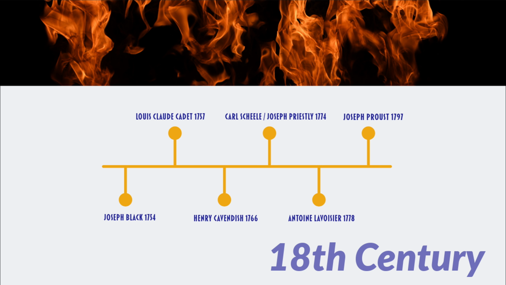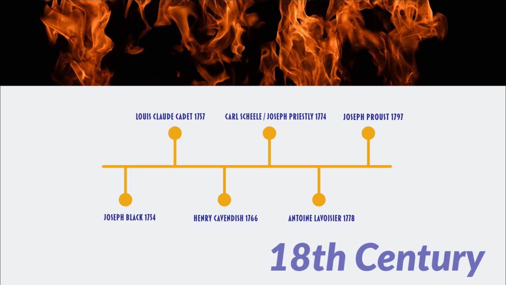Now we are going to the 18th century, 1754. Joseph Black isolated carbon dioxide, which he called fixed air, and he was the first person to formulate the concept of latent heat to explain thermochemistry and phase changes.